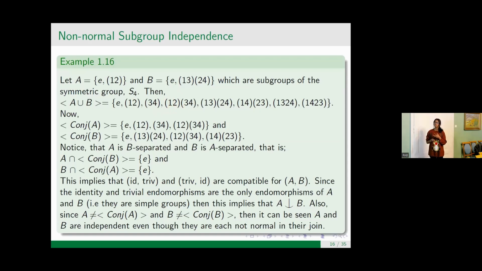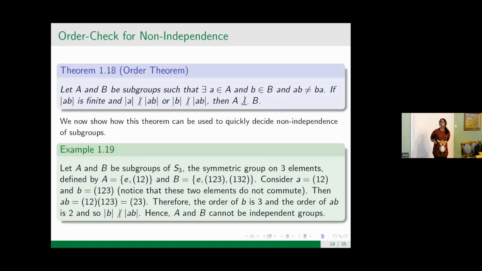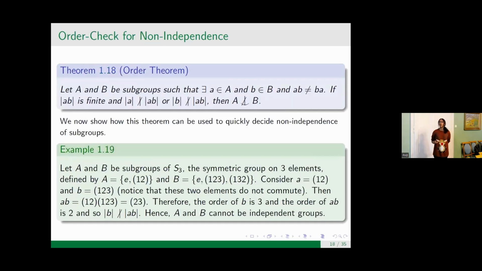So the situation gets even more mysterious. What is it that captures independence? Because at first one might think that it would be non-normality, but it's not the case. So okay, I will skip this slide in the interest of time. This is another example showing the same thing, but just with a different type of group. Okay, so then we got an important, let's say, order theorem.